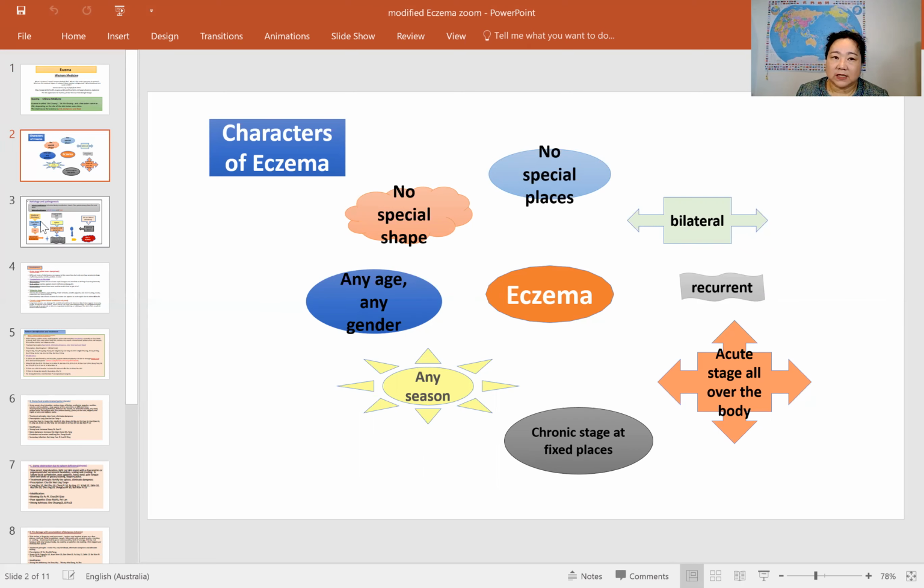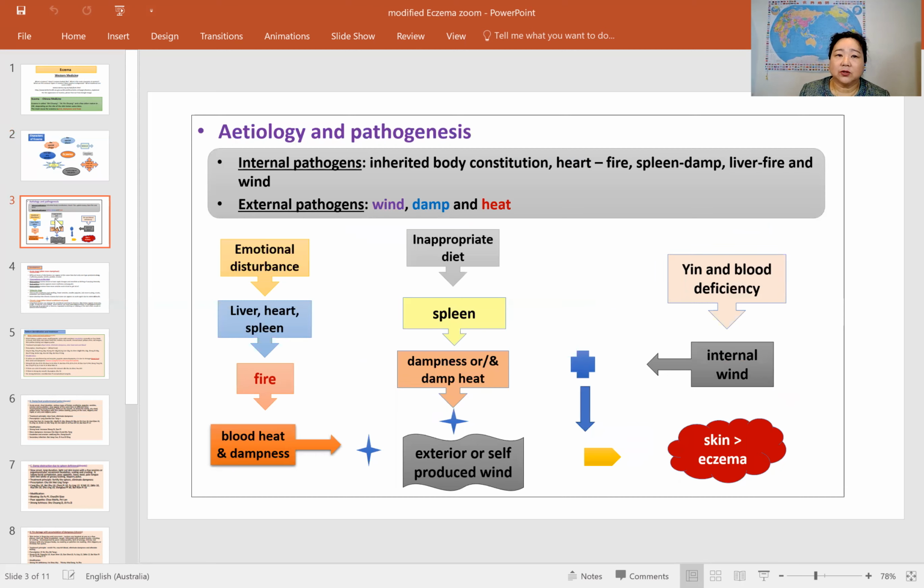And for the skin lesion, you can Google eczema, go to images, and you will find all kinds of skin lesion photos. It's important for you to look at them now to get a rough idea of what eczema looks like. Okay, now we go to the etiology and pathogenesis.